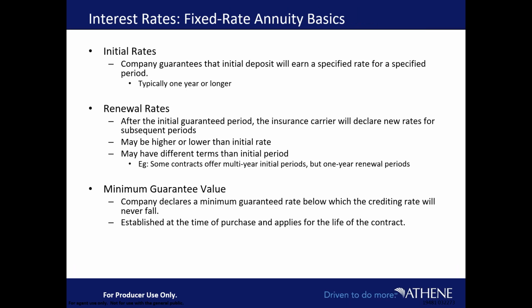Let's talk a little bit about interest rates. Initial rates: companies guarantee that the initial deposit will earn a specified rate for a specified time, typically 1 year or longer. This is normally going to be on a fixed annuity. Renewal rates: after an initial guaranteed period, the insurance carrier will declare new rates for subsequent periods. They can be higher or they can be lower than the initial rate, and they may have some different terms in that initial period. So they may only be good for 1 year and then have another declared rate, whereas if you're in a multi-year guarantee, it may be guaranteed for the entire 3, 5, 7 years.